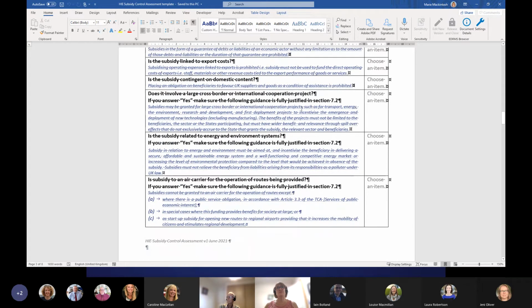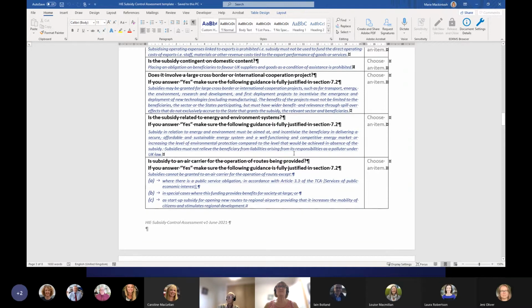Large cross-border international cooperation projects within the TCA, and I think the new laws, there'll be conditions around that. We're not getting too hung up on it yet, so just come and speak to us if you've got one, and we'll have a look at that further. Energy and environment systems is causing us a bit of angst because they're not really defining what they mean.